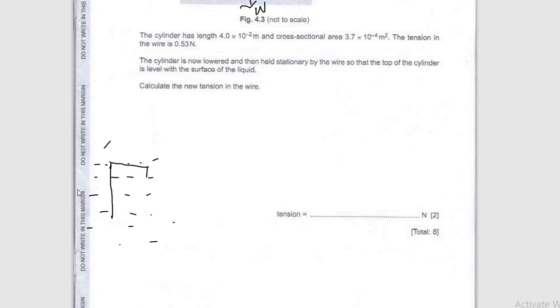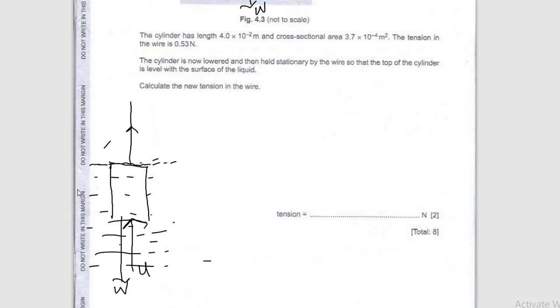According to the question, the cylinder is now lowered and held stationary by the wire, such that the top of the cylinder is at the same level with the water. This is the meaning: the cylinder has been totally immersed in the liquid to experience upthrust. Upthrust is the force exerted by the liquid on the object. That's upthrust. Remember, I still have the weight of the object downward, and tension is upward.